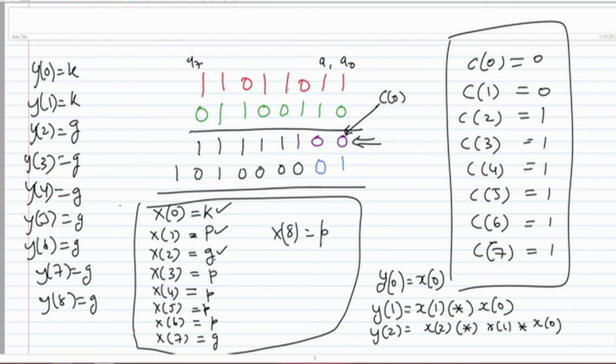Correct? Are you able to follow? Is it clear? And what have we done here? If I am seeing a kill, my contribution to the next stage is 0. If I see a G, my contribution to the next stage is 1. Immediately I can decide, it is independent of this.